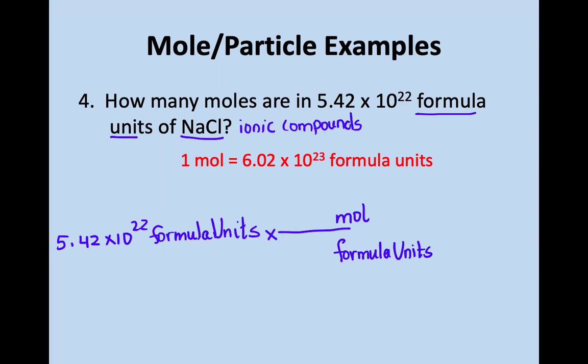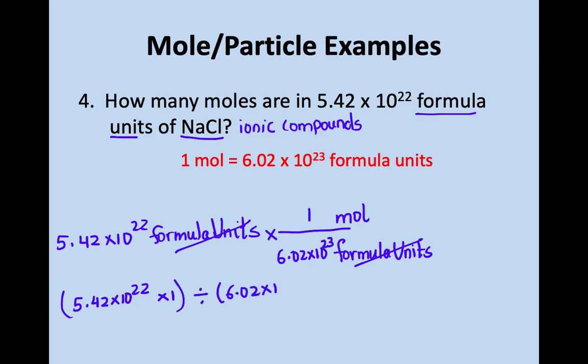Now we are left with placing numbers next to them. 1 mole is equal to 6.02 times 10 to the power of 23. Okay, formula units get cancelled and we are left with moles. In the calculator, this is what we are going to do. 5.42 times 10 to the power of 22, times 1, divided by parentheses open, 6.02 times 10 to the power of 23, close parentheses. And our final answer is 0.0900 moles of NaCl.